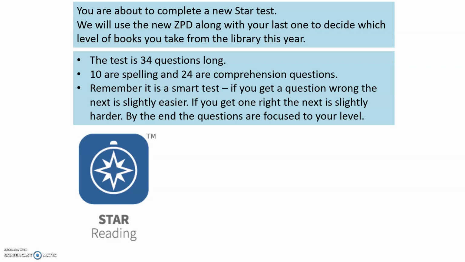A reminder that this is a smart test. That means that if you get a question right, it makes your next question slightly harder. If you get a question wrong, it makes your next question slightly easier. That way, it really will find your exact reading age. If you take random guesses on this test, then it just won't work.